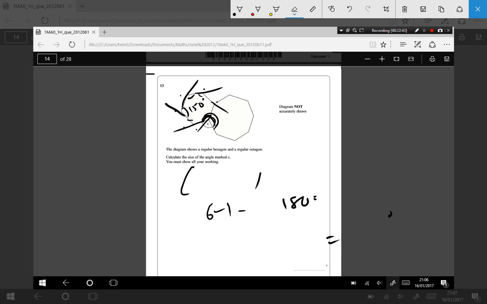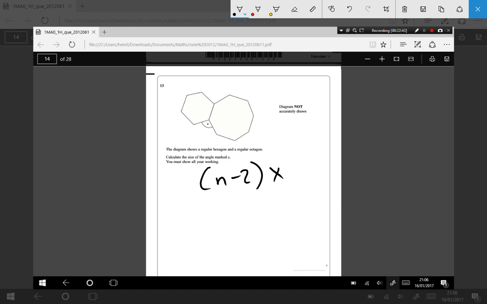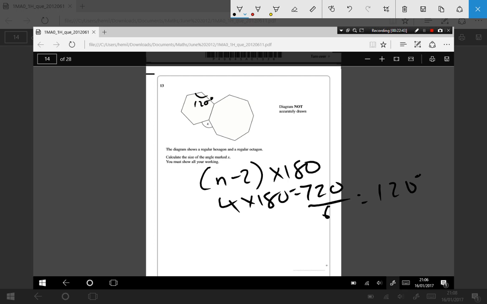So let's just go back to square one. The formula is actually, let me show you, it's actually n minus 2 times 180. There we go, and we know that there are 6 sides, so 4 times 180 is 720, and 720 divided by 6 is 120 degrees, so each angle is 120 degrees.